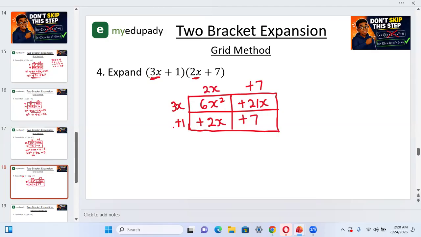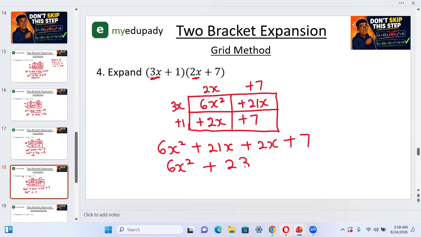So we write out these values. And this gives us 6x squared plus 21x plus 2x plus 7. So this is 6x squared. So plus 21x plus 2x gives us what? Plus 23x, then plus 7. And that is the answer to our question.